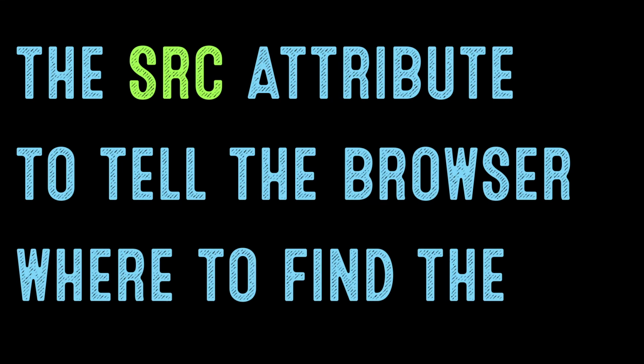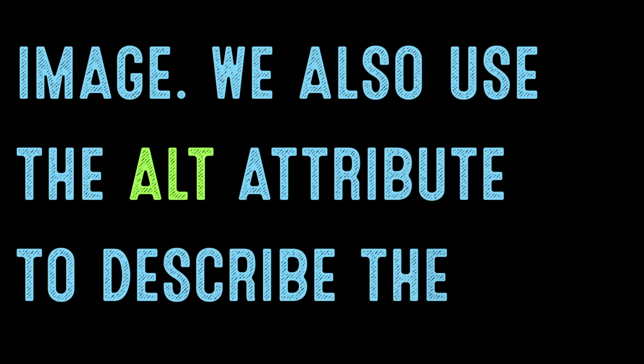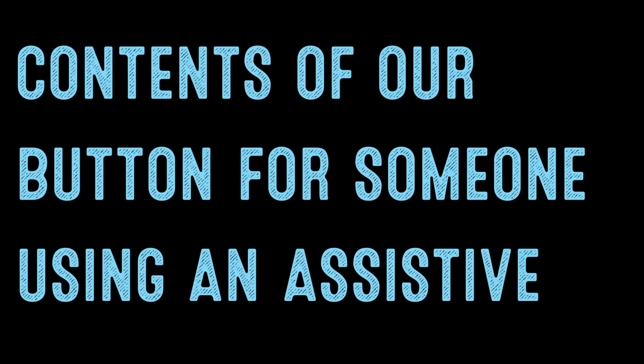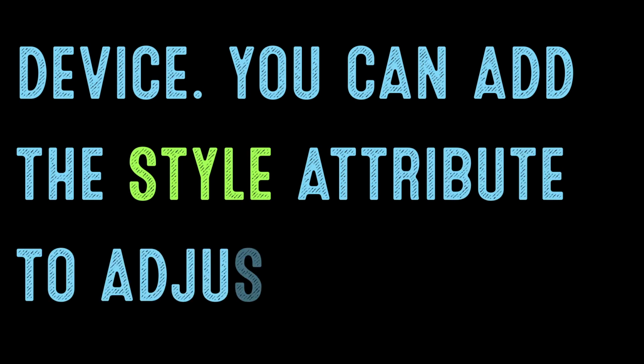In order to load a custom image for a button, you use the source attribute to tell the browser where to find the image. We also use the alt attribute to describe the contents of our button for someone using an assistive device. You can add the style attribute to adjust the appearance of the button.